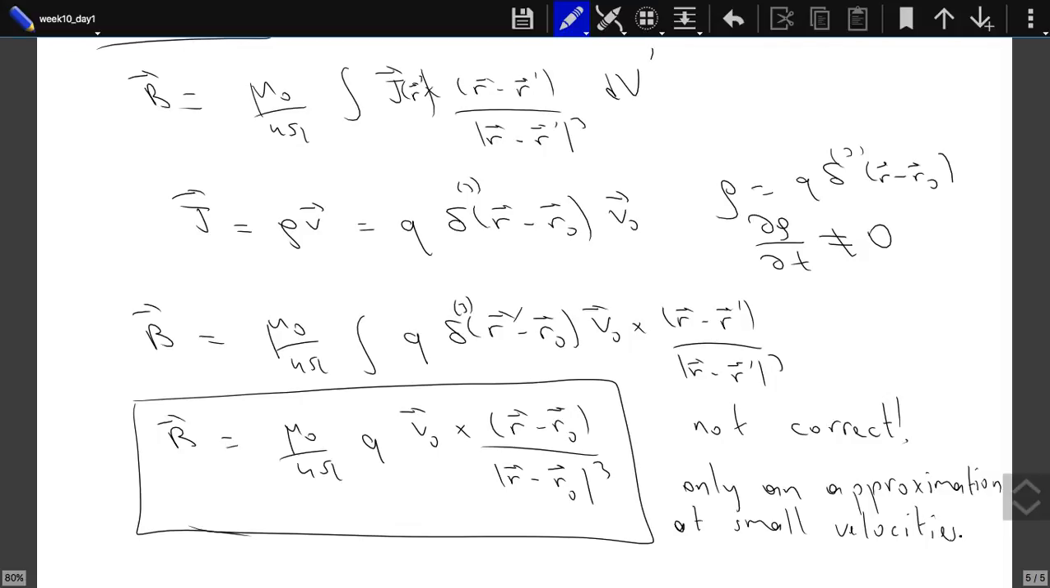Next semester we will see how to calculate corrections to this, and we will see that this expression is true, but the corrections to this term are proportional to the speed of the charged object divided by the speed of light. So as long as the charges are moving at speeds much slower than the speed of light, this is a good enough approximation. Yes?